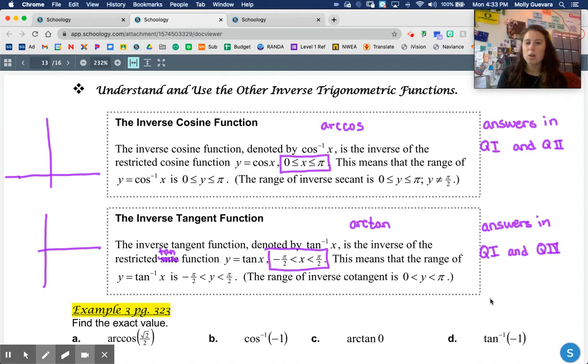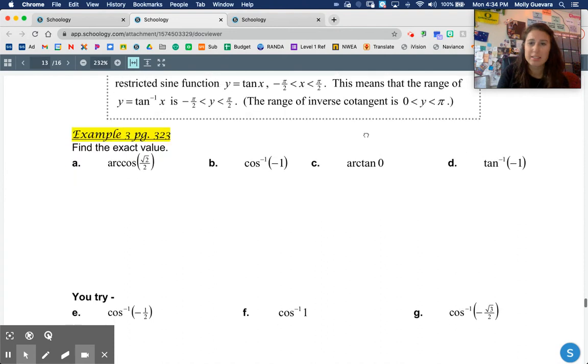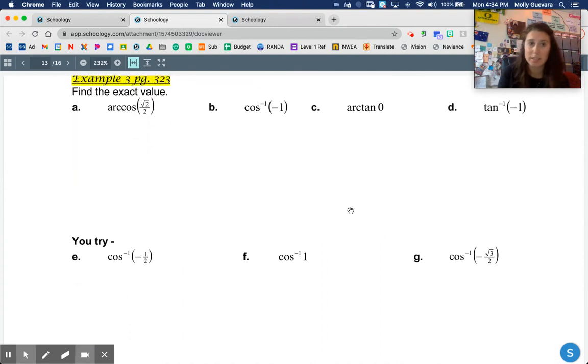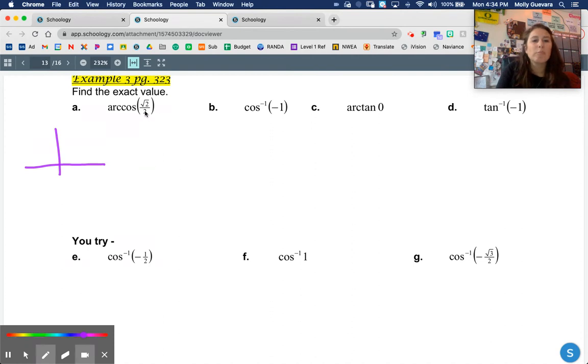Okay, so let's look at some examples, and hopefully we realize it's pretty much exactly the same as sine, just cosine and tangent. So arc cosine of positive square root 2 over 2. Since it's cosine, I know it's going to be quadrants 1 and 2. Since it's positive, I know it's going to be doing this, right? Because this is square root 2 over 2, well, this is also square root 2 over 2. And so hopefully we know that the angle there is pi over 4.